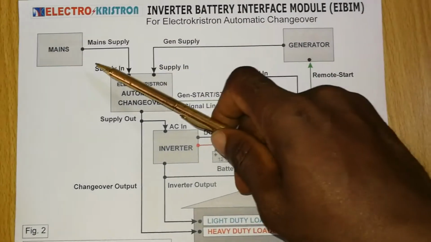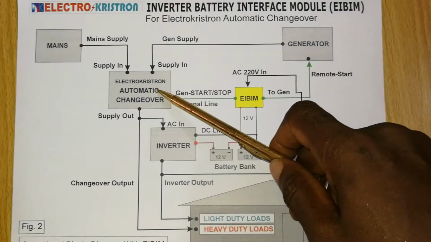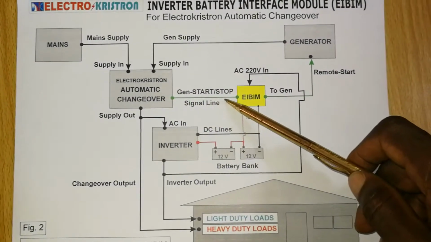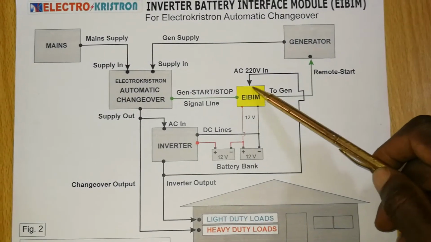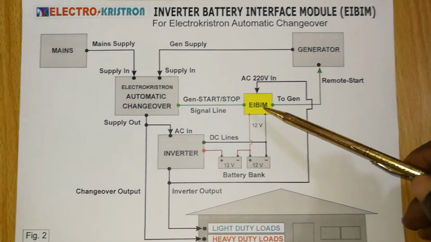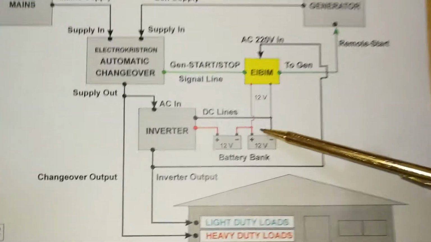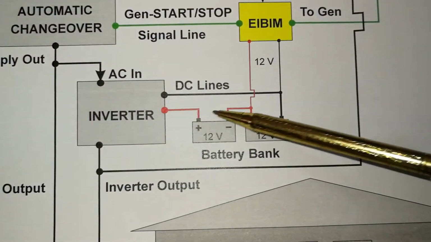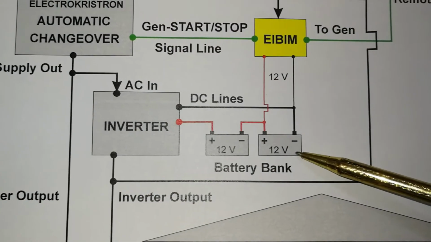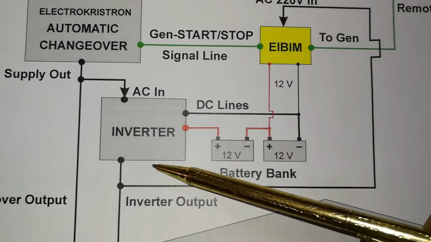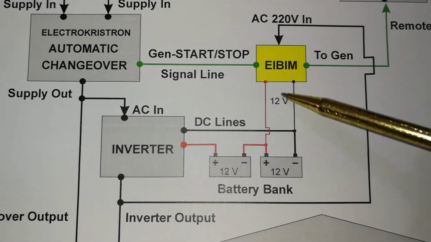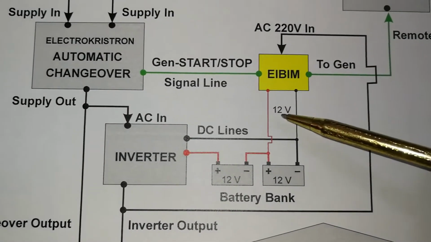When mains power fails, your ATS or automatic changeover is ready to start the generator, so it sends a signal for the gen to start, but this EIBIM, this device here, intercepts that signal and doesn't allow it to pass through because it is busy monitoring your inverter batteries. As it is monitoring the inverter batteries, it is checking to see whether they are in good enough condition to continue running the inverter or they need to be recharged. Now based on the settings of the EIBIM, there's something we call threshold setting.